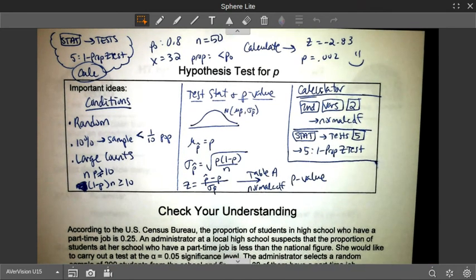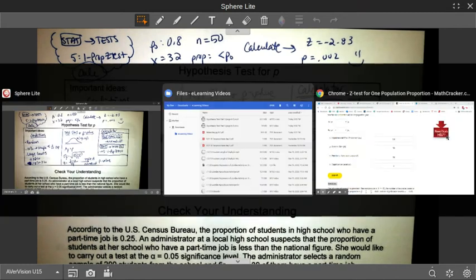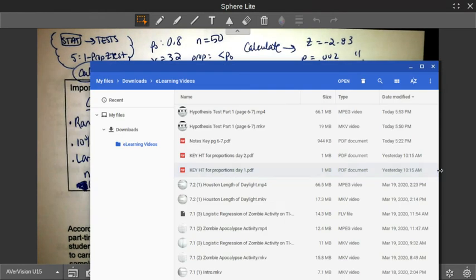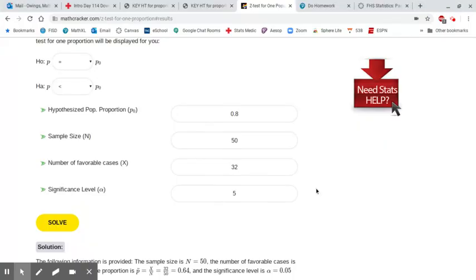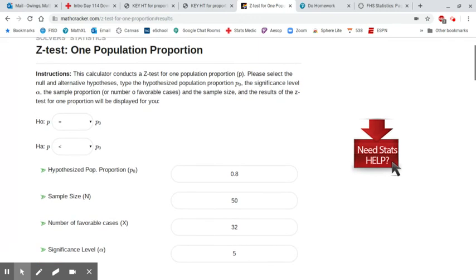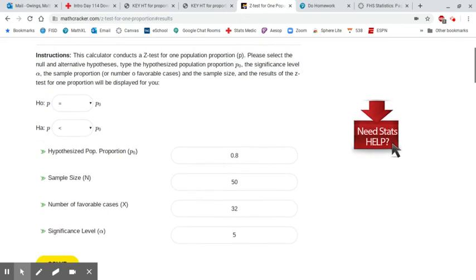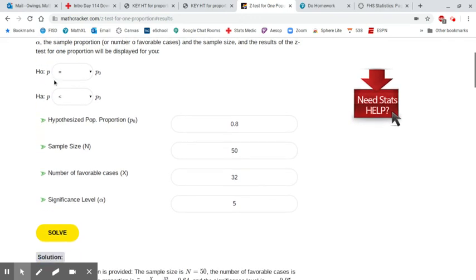I do have another thing that you can use as well, the website that I've linked to, mathcracker.com. That'll bring you right here for z-test 1 population proportion. We have that our null hypothesis is that p is equal to the 0.8 that we're talking about. Our alternative hypothesis is p is less than the null hypothesis, the 0.8. There's our p sub 0, our hypothesized population proportion, 0.8, sample size of 50.